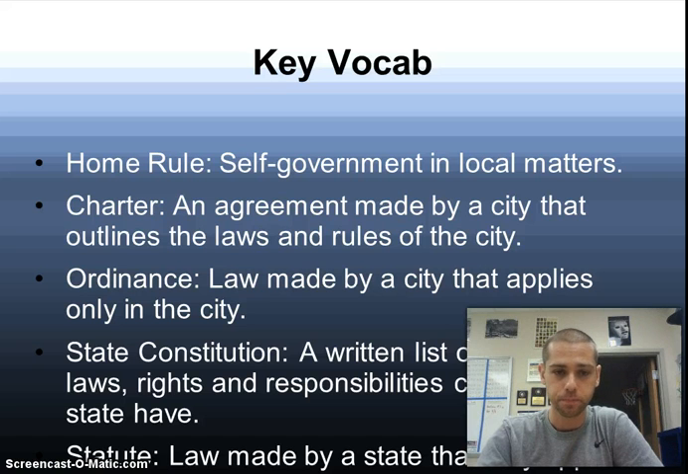A charter is an agreement made by a city that outlines the laws and rules of a city. It's kind of like a constitution for a city, which we mentioned earlier in the year. An ordinance is a law made by a city that applies only within that city.